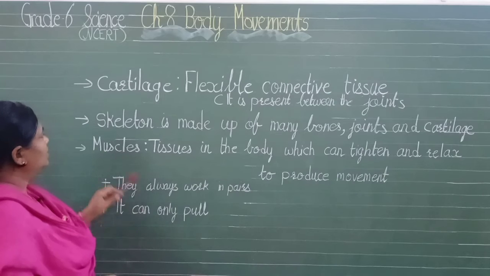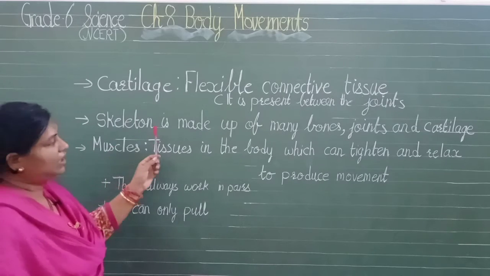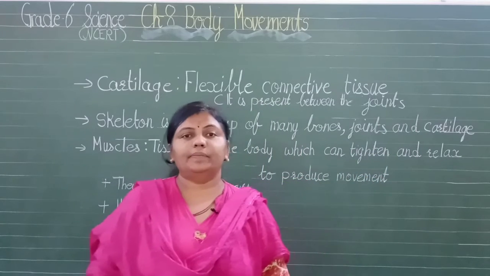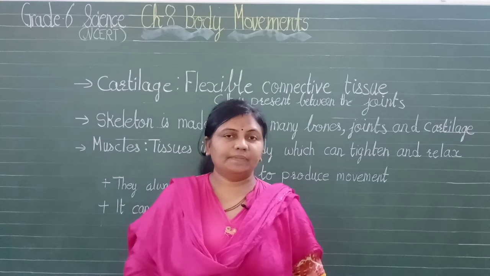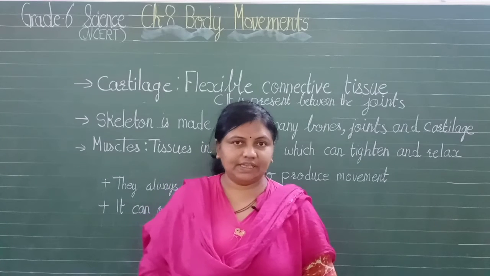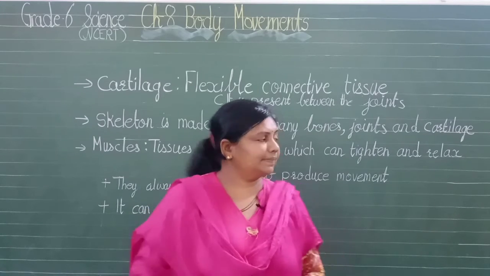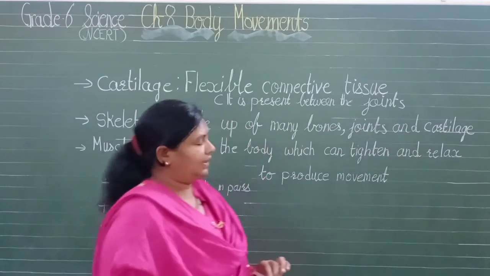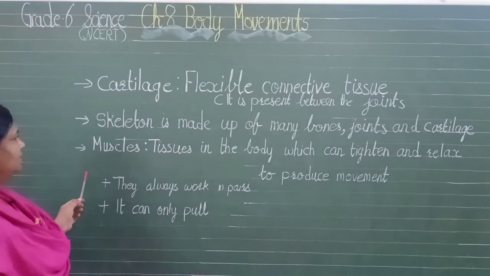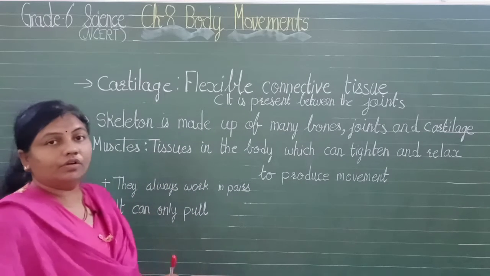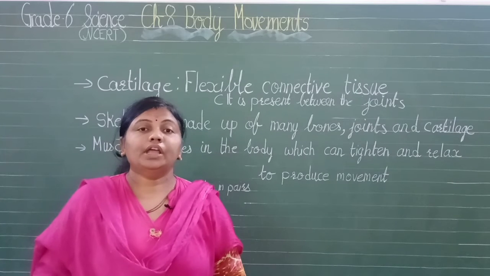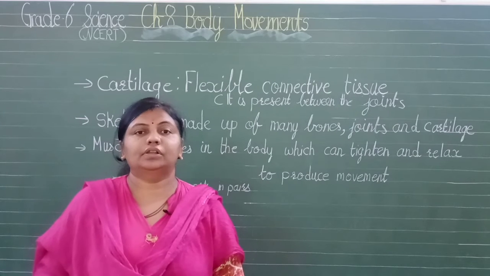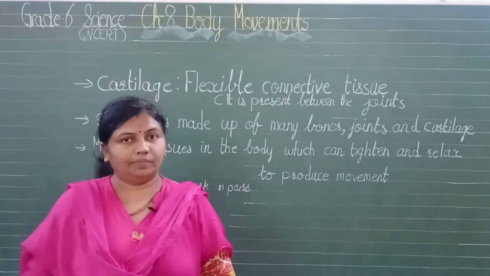Okay, now skeleton. Skeleton is made up of bones, joints and cartilage. You have learned about the skeleton. How many bones are present in our body? 206. And skeleton, it is made up of many bones, joints and cartilage. Now muscles. You are aware of the bones. But how do the bones move? Without the help of muscles, it is not possible for any movement in the body.